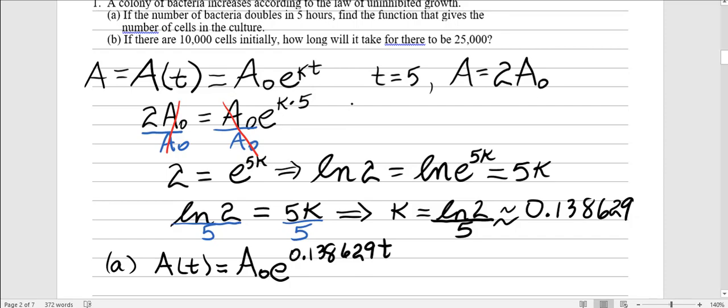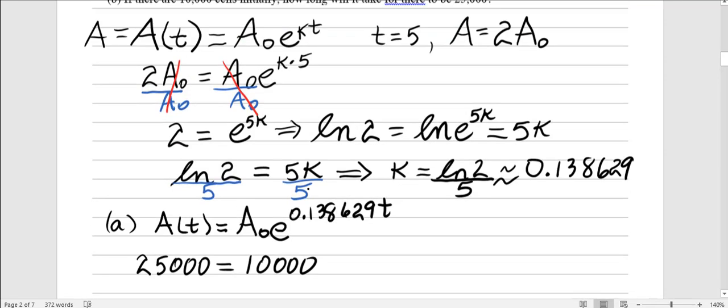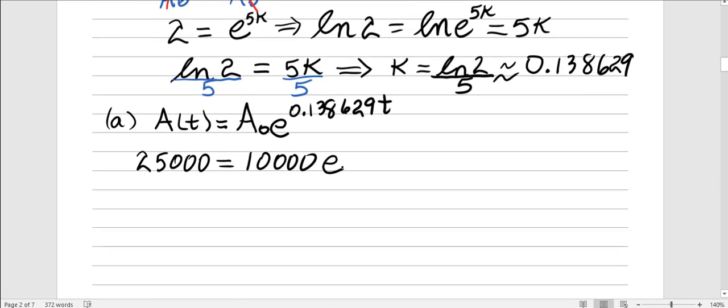So if there are 10,000 cells initially, how long will it take for there to be 25,000? So I'm going to replace A with 25,000, and I'm going to replace A naught with 10,000. I'm just going to check back that, okay. And that is going to allow me to have only the variable t and to solve for that variable. My goal is to isolate the exponential. So I'm going to divide both sides of the equation by 10,000.